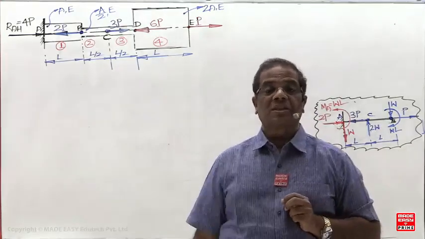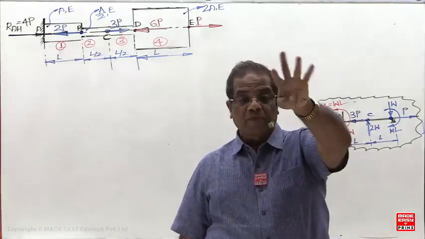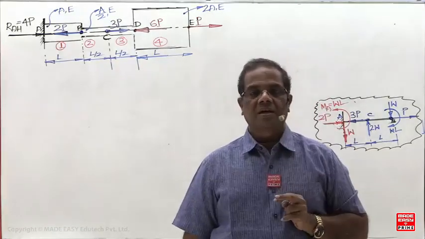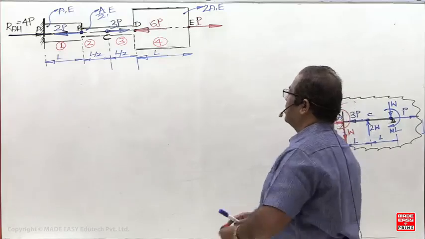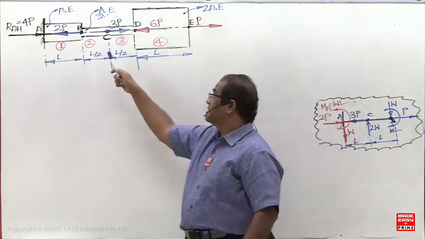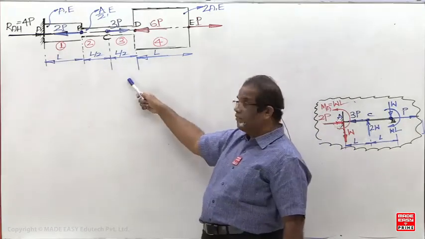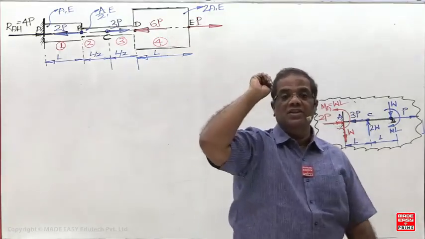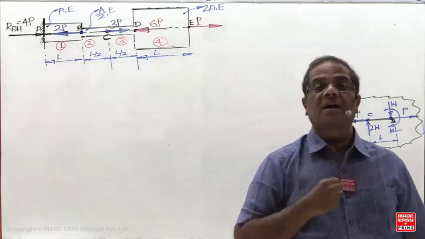But here, how many sections are required? Everybody is going to say 4 sections. Actually you need 4, but 2 are sufficient. 1 section for AB, 1 for BC, 1 for CD, 1 for DE. So 4 sections are required actually, but 2 are sufficient. Why?